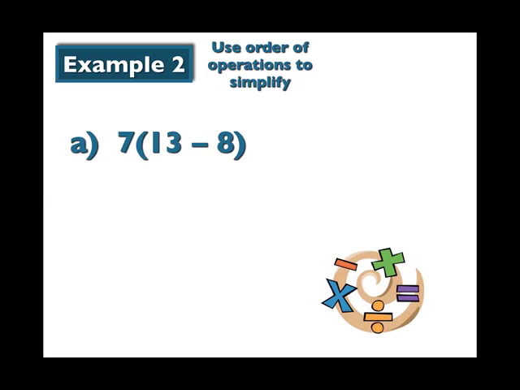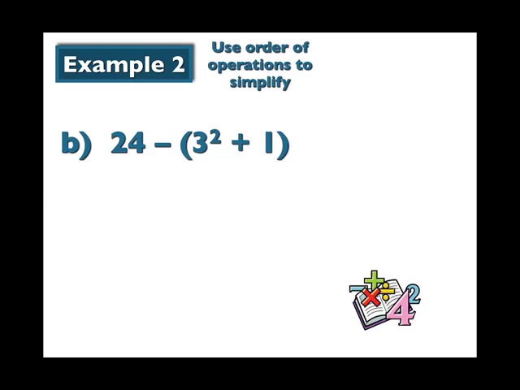So here's an example. This is an easy one. Obviously, we're going to do 13 minus 8 first. That's going to give us 5. And now we multiply 7 by 5. And the answer to this expression is 35. Notice how we do everything step by step, and we keep track of what we're doing as we go along.